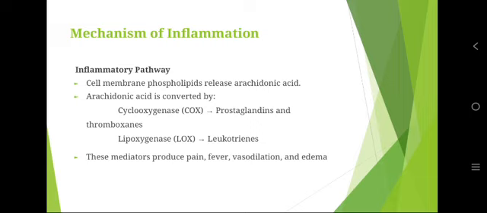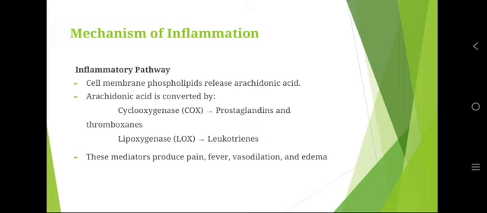First of all, phospholipids in the cell membrane release arachidonic acid by the phospholipase A2 enzyme. This arachidonic acid is metabolized by two pathways, that is the COX pathway and the LOX pathway. COX pathway means cyclooxygenase pathway. This cyclooxygenase pathway produces prostaglandins and thromboxanes. The function of this pathway is to produce pain, fever, inflammation, etc.